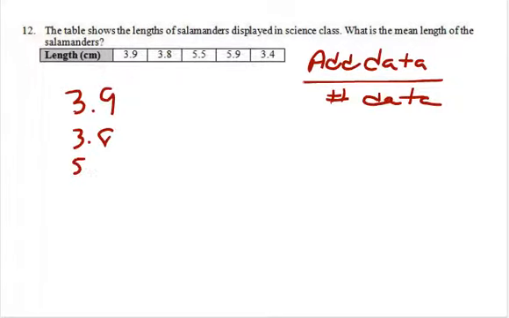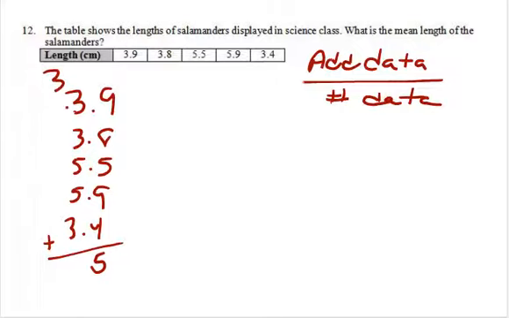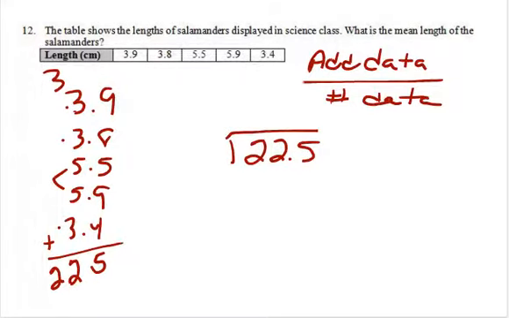So we add 3.9, 3.8, 5.5, and 3.4. Add them up. Practice makes perfect, and it takes time to do it, but 9 plus 8 is 17, plus 5 is 22, plus 9 is 31, plus 4 is 35. Carry the 3. 3, 6, 9, 12, plus 10, 22.5. So our sum is 22.5, and we need to divide by the number of data.